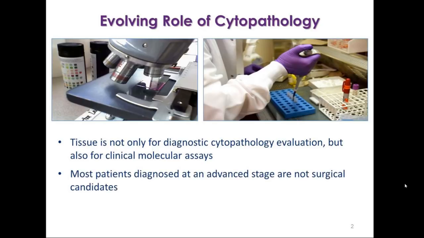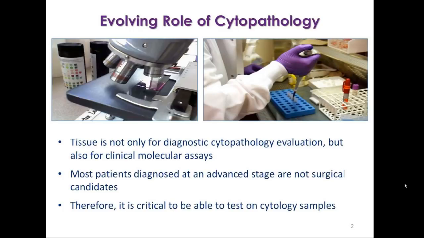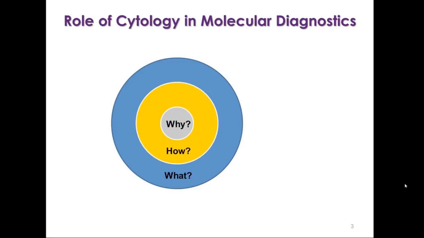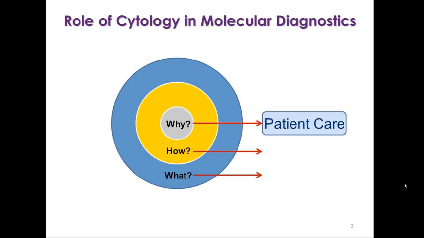The primary reason is when we're talking about advanced stage cancer patients, they're not candidates for surgical resection. So most of the time these patients are diagnosed either on a small biopsy or by cytology, and therefore it's critical to be able to utilize these small specimens, including the cytology, for all the critical molecular testing that's going to guide management. So what is the role of cytology? We talked about the why. We're doing this for better patient care. Now the question is, how do we do it and what do we test?